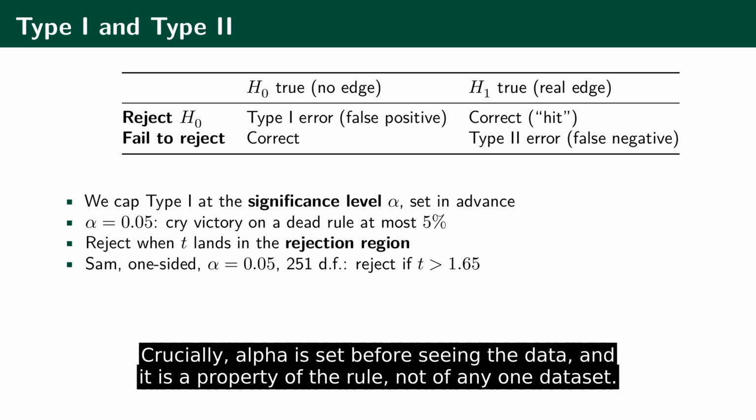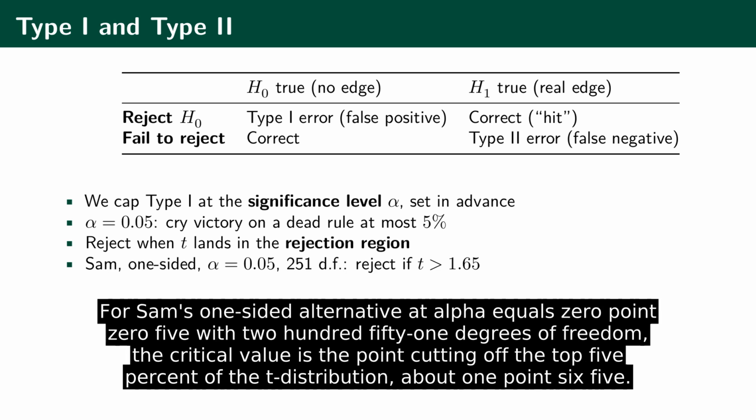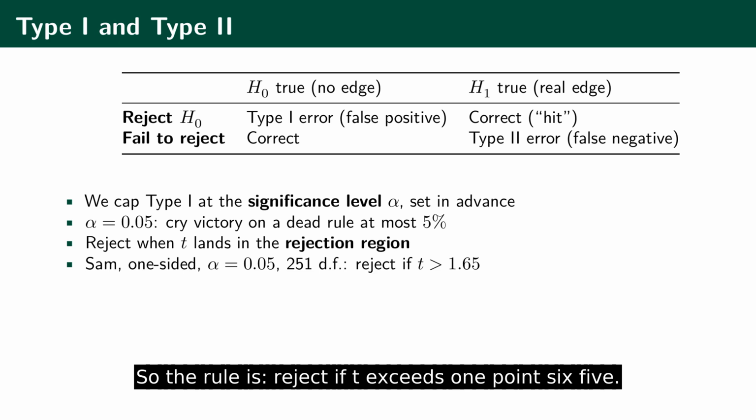Crucially, alpha is set before seeing the data, and it is a property of the rule, not of any one data set. The rule itself: reject a null when the test statistic lands in the rejection region, the set of values so extreme they would occur with probability only alpha if the null were true. For Sam's one-sided alternative at alpha equals 0.05 with 251 degrees of freedom, the critical value is the point cutting off the top 5% of the t-distribution, about 1.65. So the rule is reject if t exceeds 1.65.